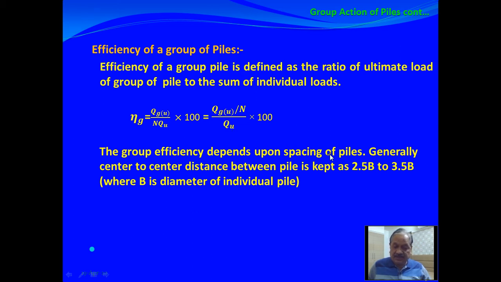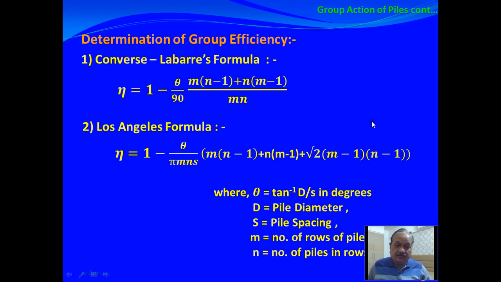The group efficiency depends on the spacing of the piles. Generally, the center to center distance between the piles is kept as 2.5 times b to 3.5 times b, where b is the diameter of an individual pile. Now, determination of group efficiency. The group efficiency can be determined by using three different formulas. The first one is the Converse-Labarre formula, the second one is the Los Angeles formula, and the third one is the Feld rule.